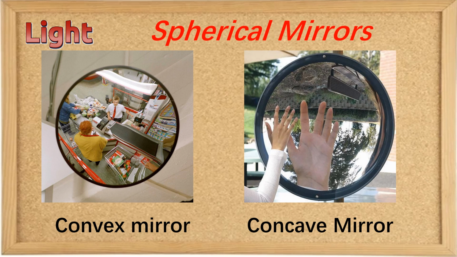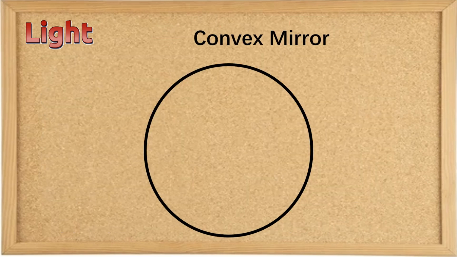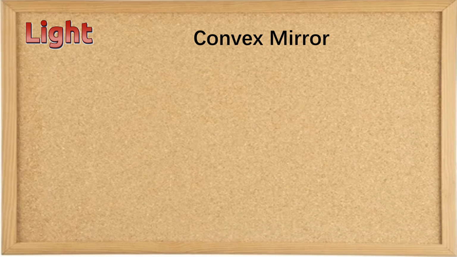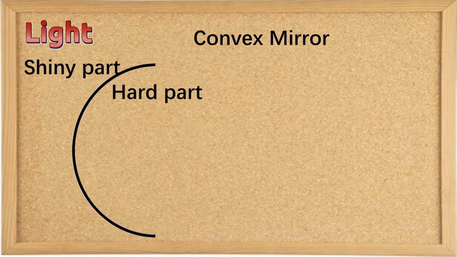So we are going now to your convex mirror. Your convex mirror is made from a circular mirror, by which that mirror is cut into half. So your convex mirror after cutting will look like a letter C. Just like your concave mirror, your convex mirror has two parts. You have your shiny part and your hard part. Your shiny part, that is where the light is reflected back.